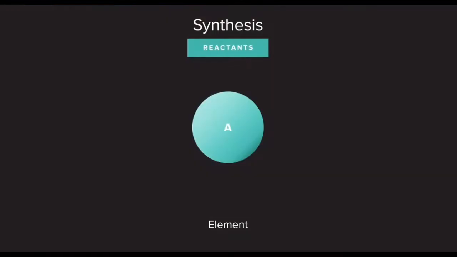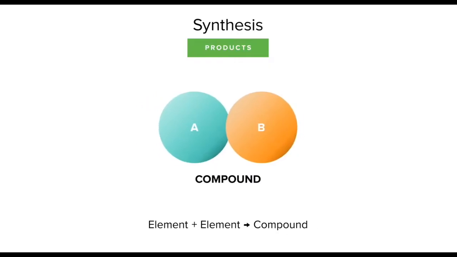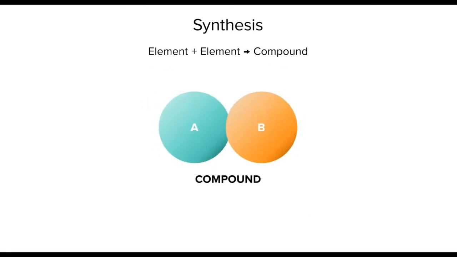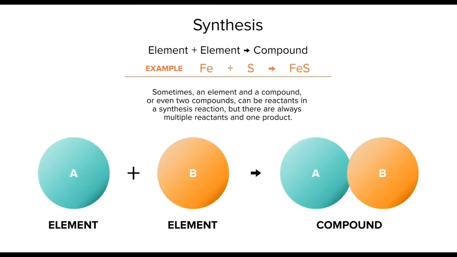Let's take a closer look at synthesis. Element A plus element B yields compound AB. So I want you to write that down in your notes. A plus B yields AB. Our example would be iron reacts with sulfur to create iron 2 sulfide.